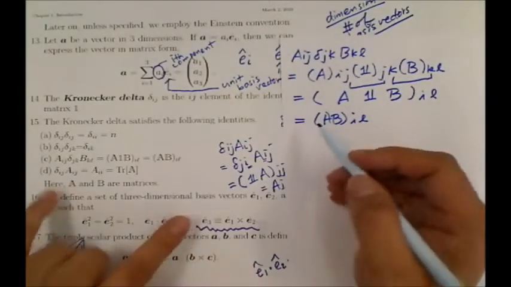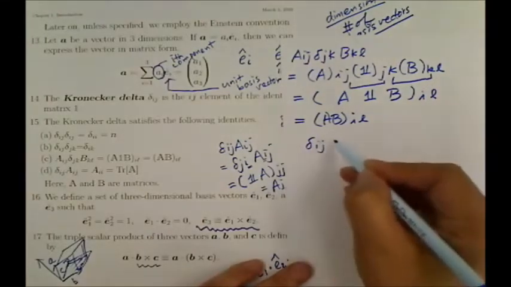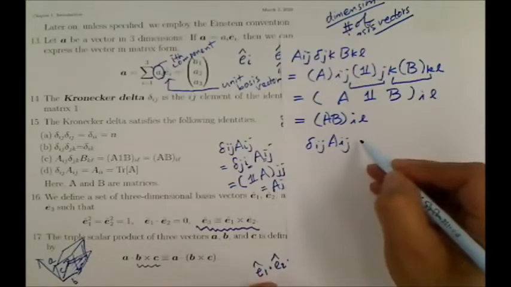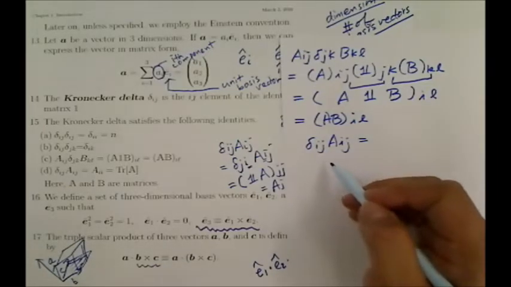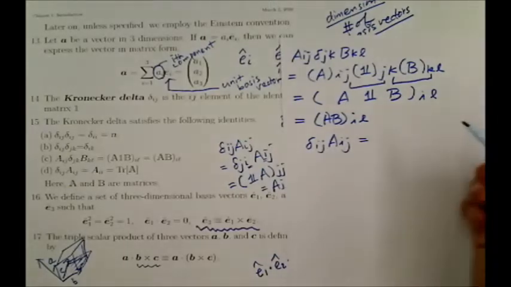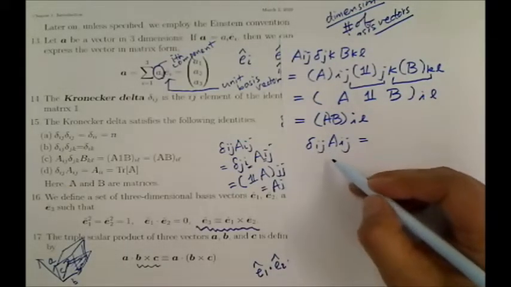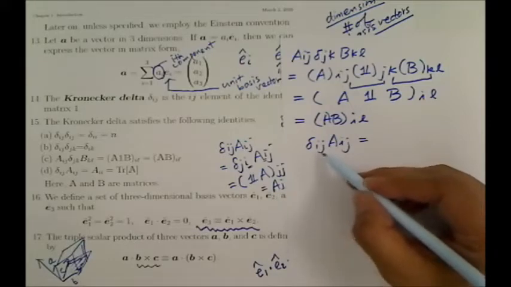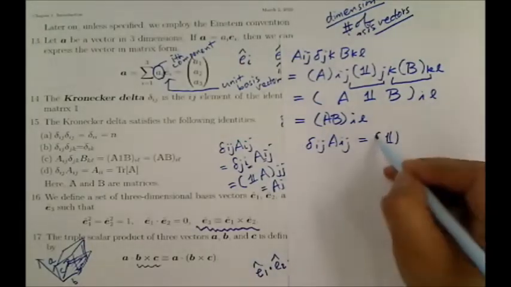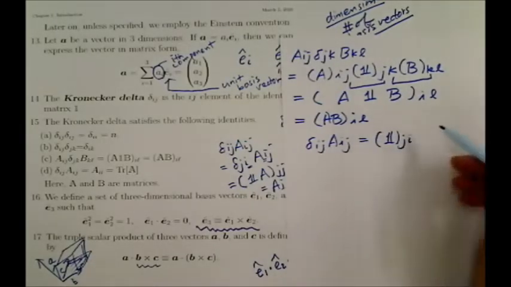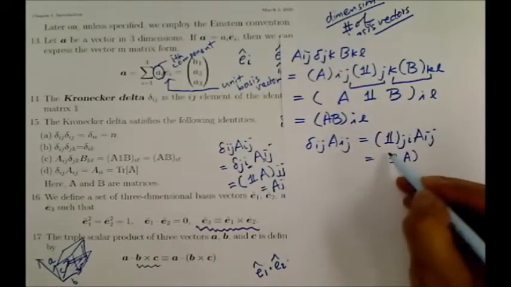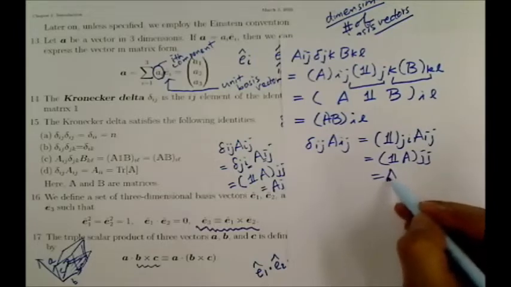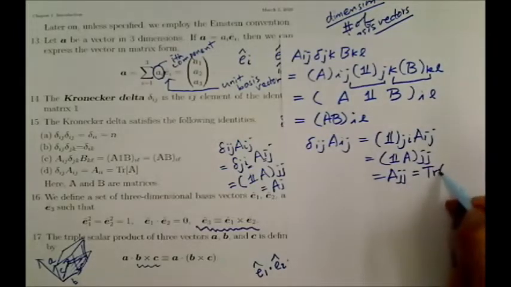Next. Delta_ij A_ij. Because delta_ij is 0 if i does not equal j, this product summed over i and j is, let us first write the identity as symmetric, so ji, A_ij. So it is identity A, jj, that is the trace of A.